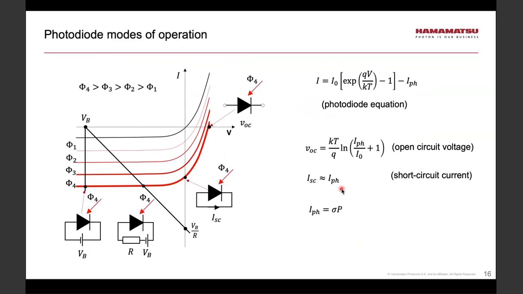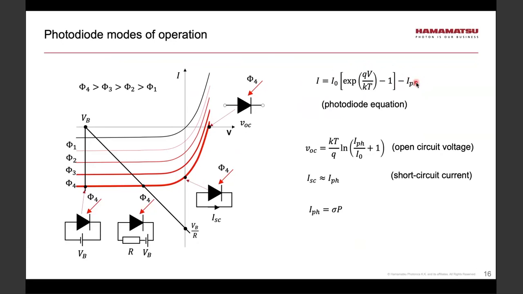So let's quickly review some basic modes of operation of a photodiode. All these modes are utilized in real life. So first, maybe let's discuss the photodiode equation. I here represents the total current flowing through the photodiode. And it's effectively given by this part, which is the Shockley equation describing ideal diode, and then minus IPH. This represents the photocurrent given by sigma times P. So this is a photodiode equation.